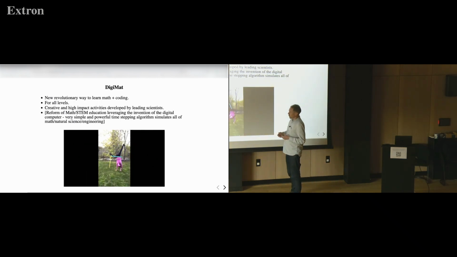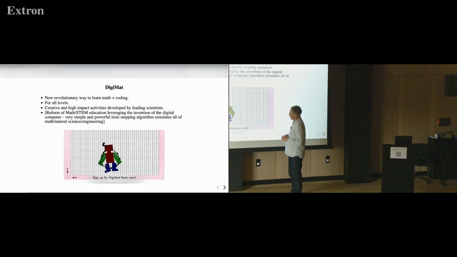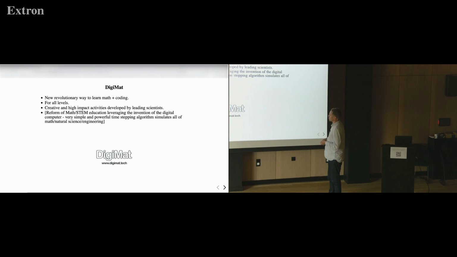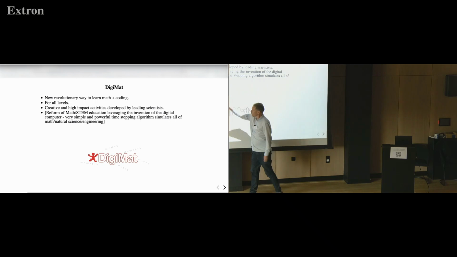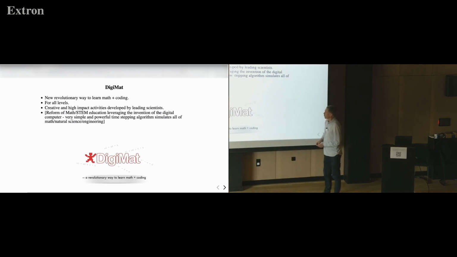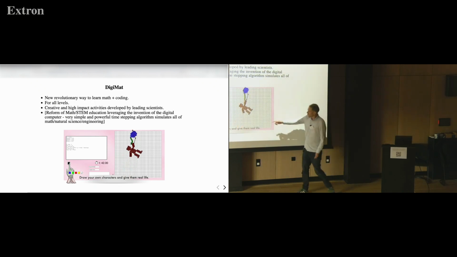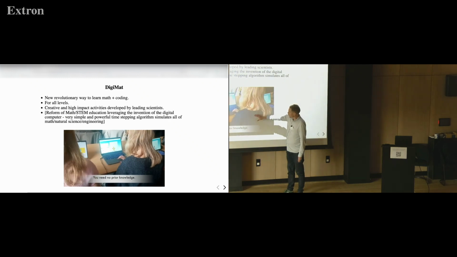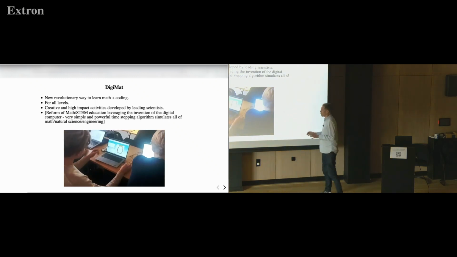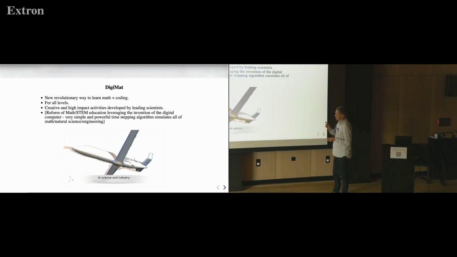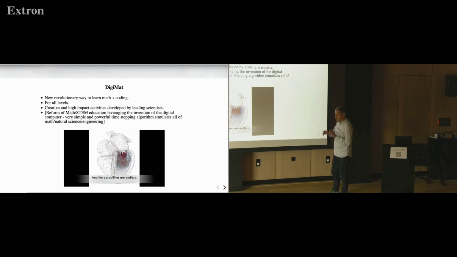At the high level, you play with FEniCS simulations, basically this Adaptive Euler and so on with FEniCS. But we also generalize this for all levels. Basically you leverage the digital computer, so you can use very simple and powerful algorithms, time stepping, to simulate all of math and science. And here you can see the first activity. You create your own, let's say, character or scenario, and then you press play. It does time stepping, and you start playing with the algorithm.